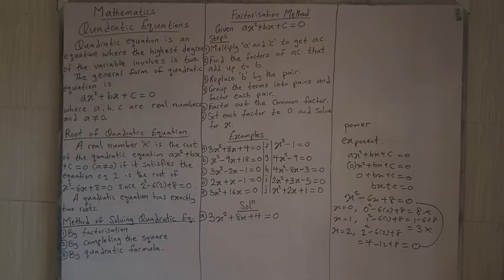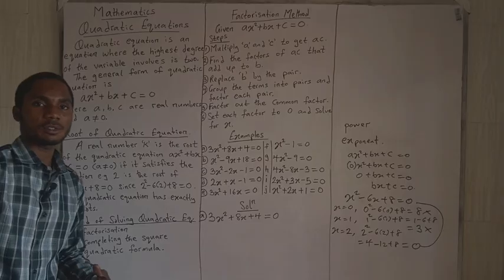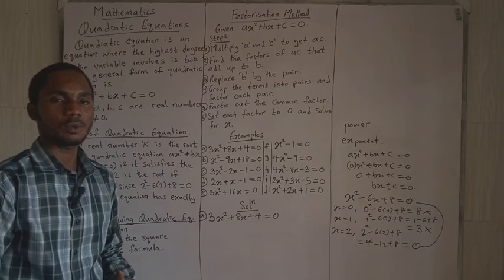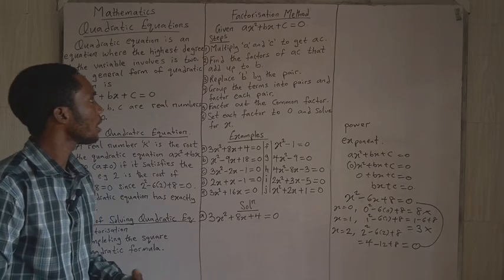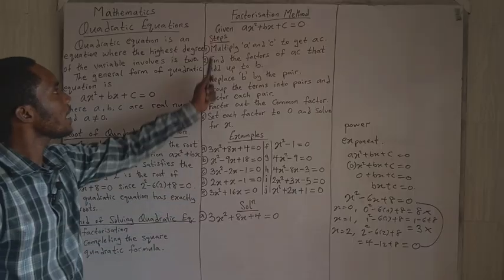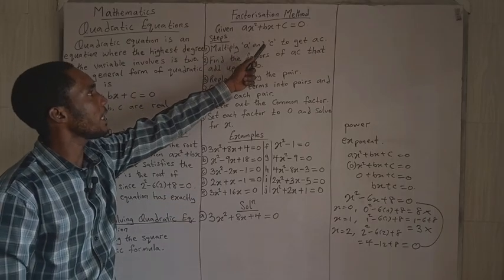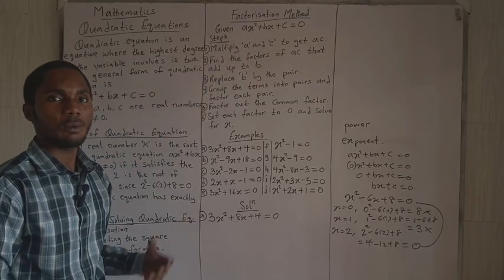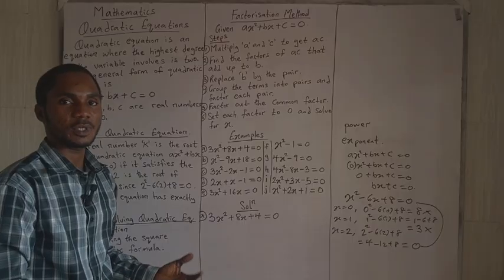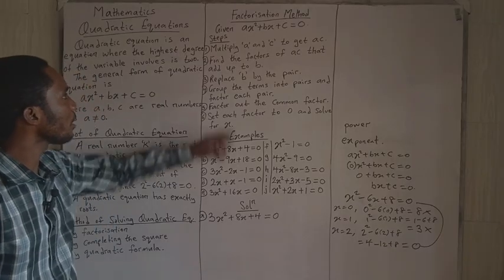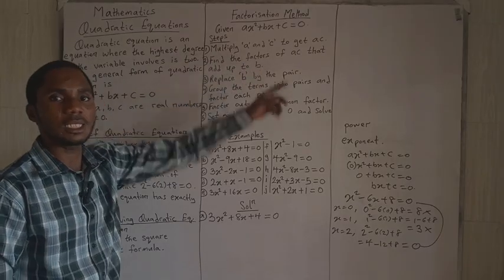Now, methods of solving quadratic equations. We have 3 methods of solving a quadratic equation. The first method is by factorization. To solve a quadratic equation by factorization, how are we going to do that? What are the steps involved? The first step is, let's assume we have ax squared plus bx plus c equals 0, and we want to solve this quadratic equation using factorization. The first step is to multiply a and c to get ac.